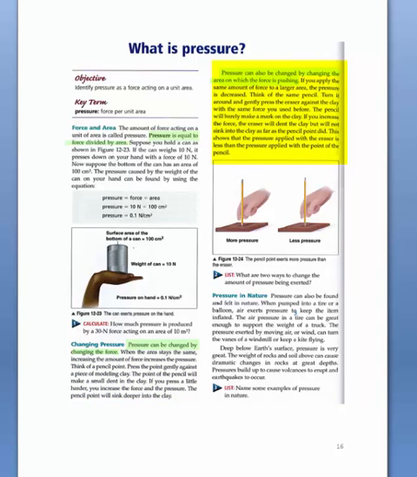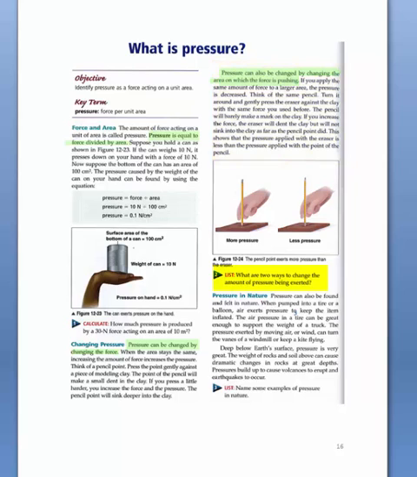Pressure can also be changed by changing the area on which the force is pushing. If you apply the same amount of force to a larger area, the pressure is decreased. Think of the same pencil. Turn it around and gently press the eraser against the clay with the same force you used before. The pencil will barely make a mark on the clay. If you increase the force, the eraser will dent the clay but will not sink into the clay as far as the pencil point did. This shows that the pressure applied with the eraser is less than the pressure applied with the point of a pencil.